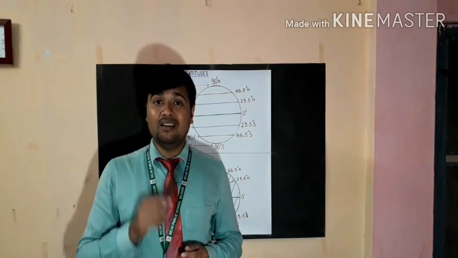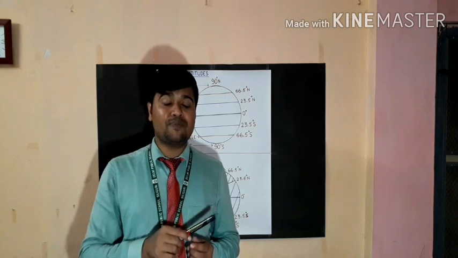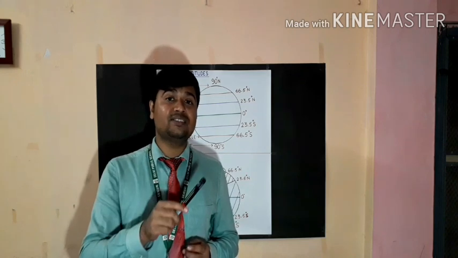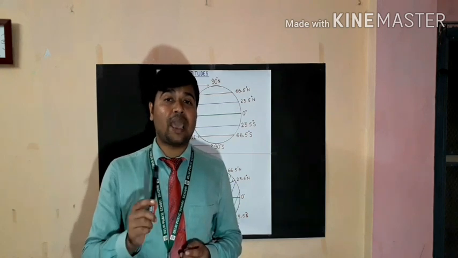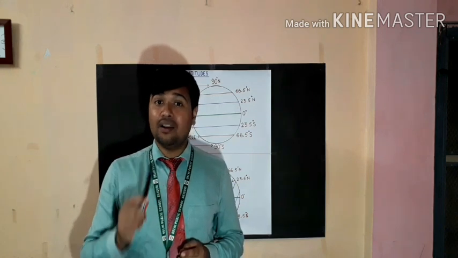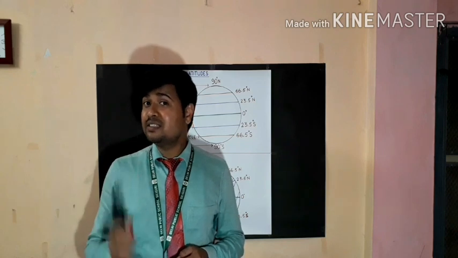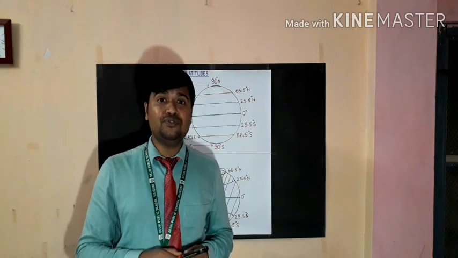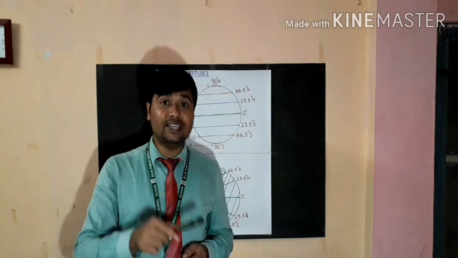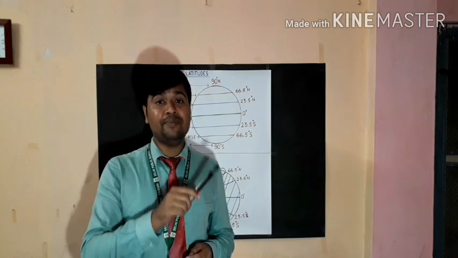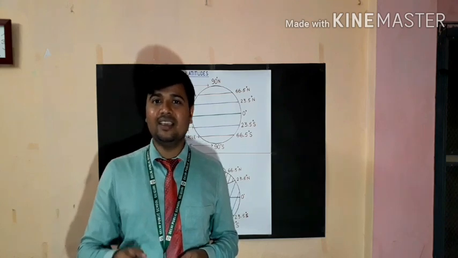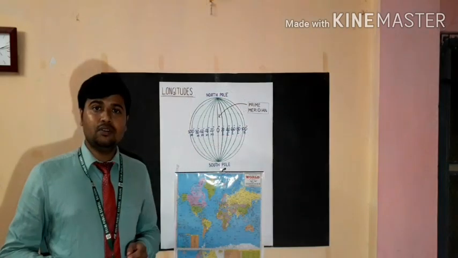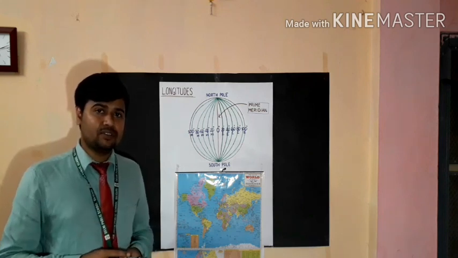Temperate zone lies between Tropic of Cancer and Arctic Circle in Northern Hemisphere, and Tropic of Capricorn and Antarctic Circle in Southern Hemisphere. Frigid zone lies beyond the Arctic Circle in Northern Hemisphere and beyond the Antarctic Circle in Southern Hemisphere. So, you already know about latitudes.